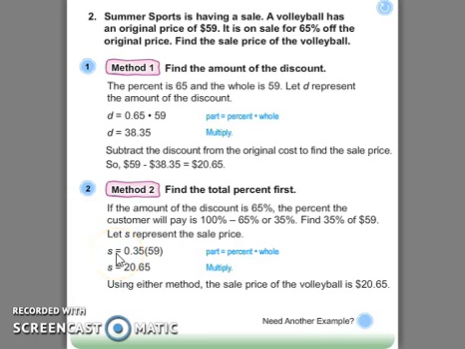So let's let S represent the part that we're going to pay. 35% as a decimal is 35 hundredths, and we're going to find 35% of $59, which is $20.65. So using this method, I don't have to go back and subtract my answer from the original, because I've already done the subtraction up here with the percents.